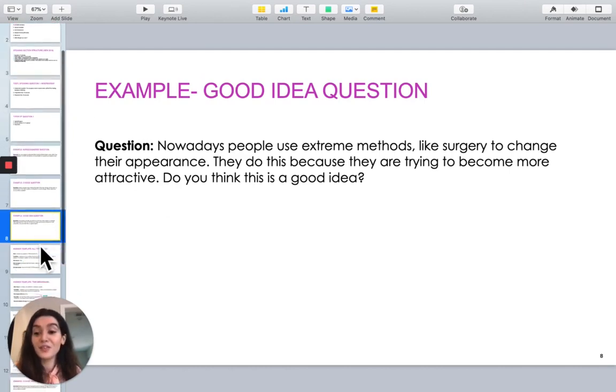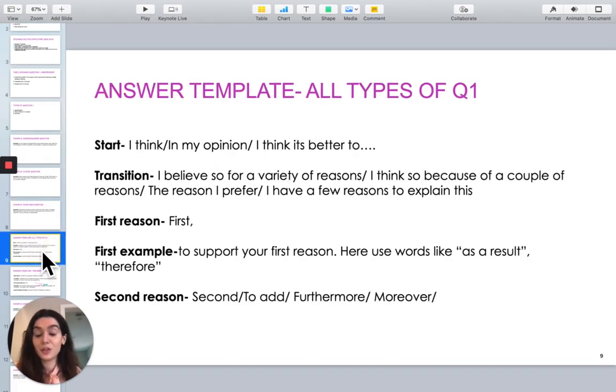Okay, so I'm going to now show you the answer template that you can use. This answer template really can be used on any question number 1. You need to start by saying, in my opinion, or I think it's better to, or just, I think that we should do this, something like that. So it's not anything crazy. There are no crazy words here. Whatever comes naturally to you, okay?